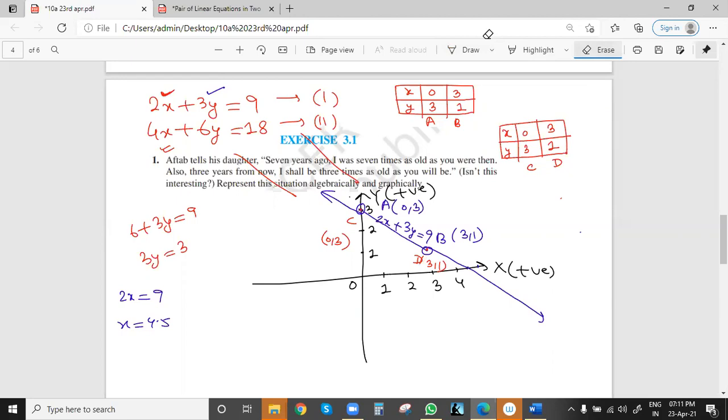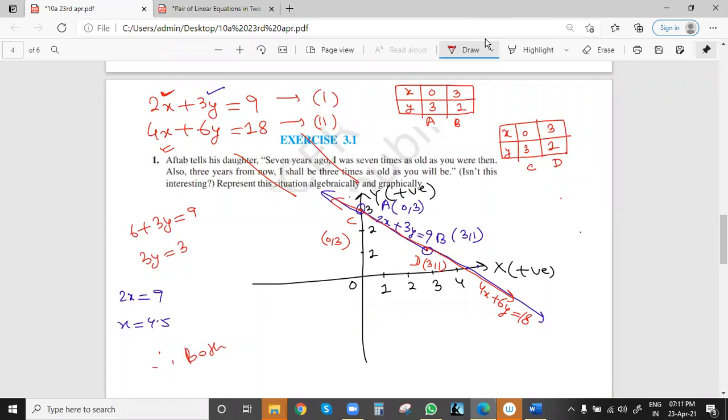So again this will be the same line only. You can draw above this line like this, and this line is obtained from the second equation. The second equation we can write here, 4x plus 6y equal to 18. So hence we can say both the lines are coinciding.